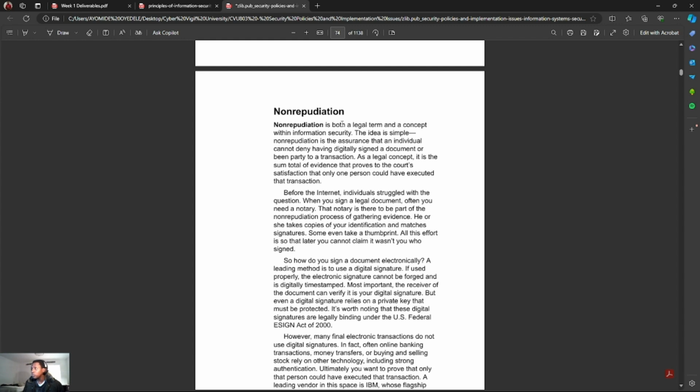Now, non-repudiation, simply put, is an idea that says an individual cannot deny having digitally signed a document or being a party to a transaction.